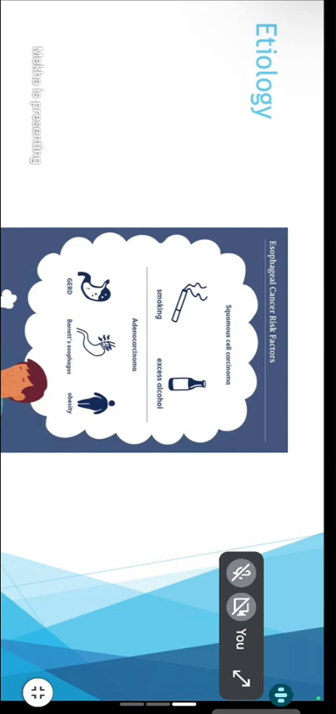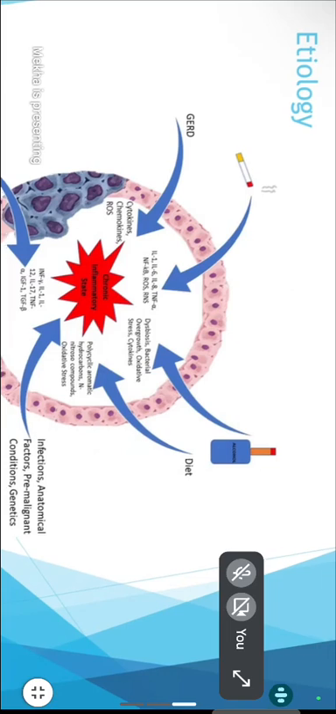Besides this, I think everything else in anatomy we have covered pretty much. Okay? So moving on, etiological factors. This again is just drama. So the more significant thing is this one.